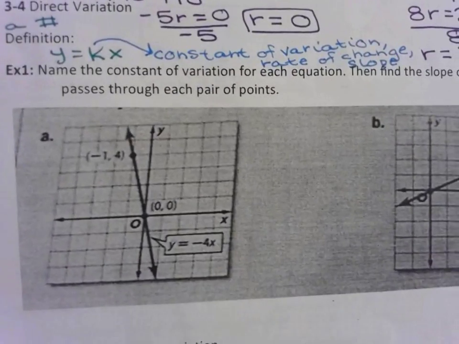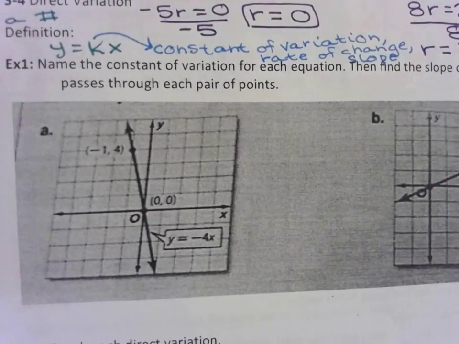First example, I give you a graph. Name the constant of variation for each equation, then find the slope of the line that passes through each pair of points. So, first of all, what type of function is this? Look at the graph. Linear. It creates a line. Do not overthink this. If the graph is a line, this is a linear function or linear equation.